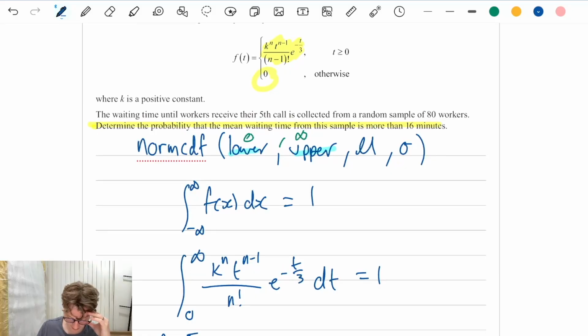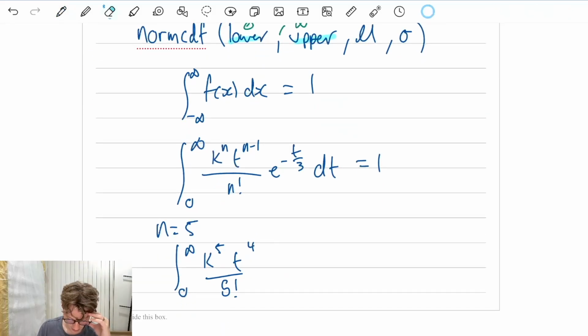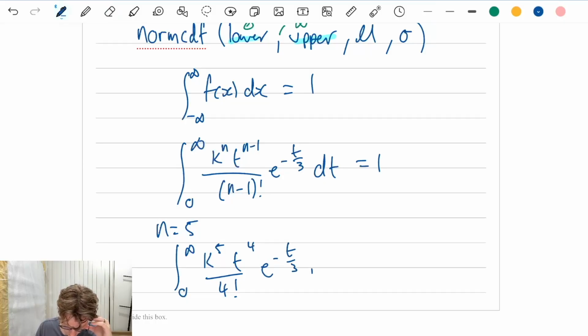I did mess this part up here a little bit. Sorry, I wrote this down wrong. That was nearly going to ruin the entire thing. So it's actually not 5 factorial, it's going to be 4 factorial. That is going to be e to the minus t over 3 with respect to t. And again, I know all of this should equal 1.